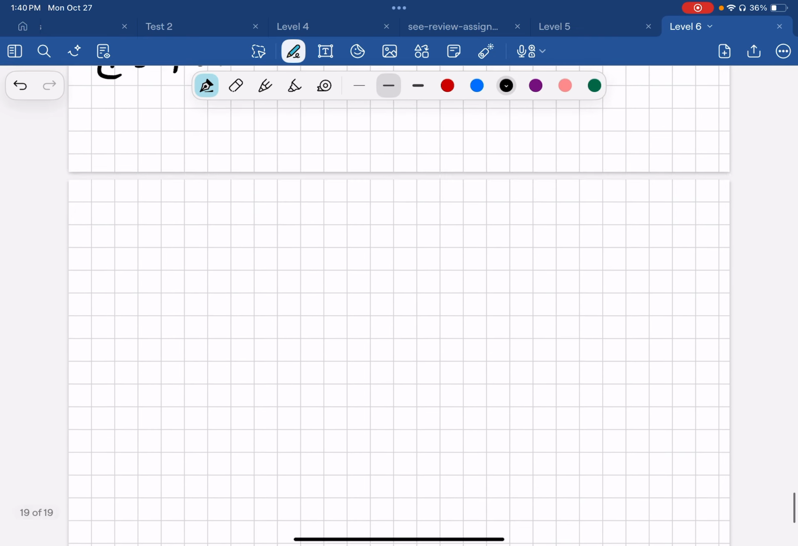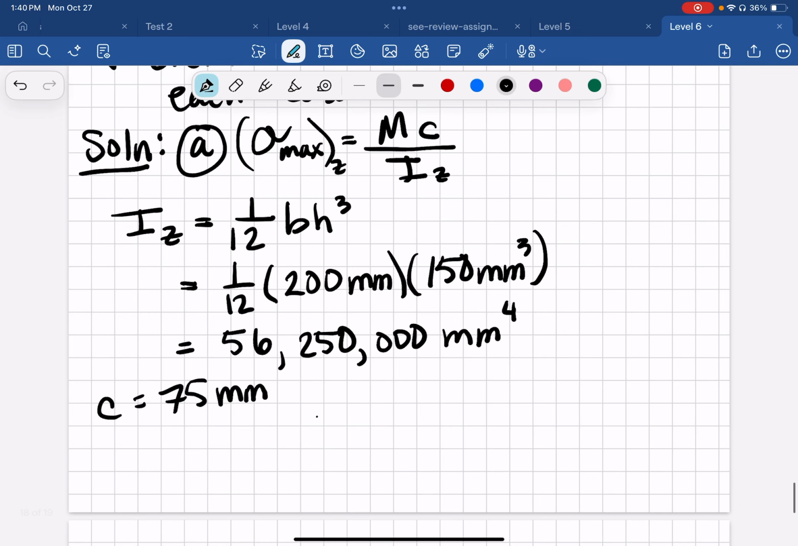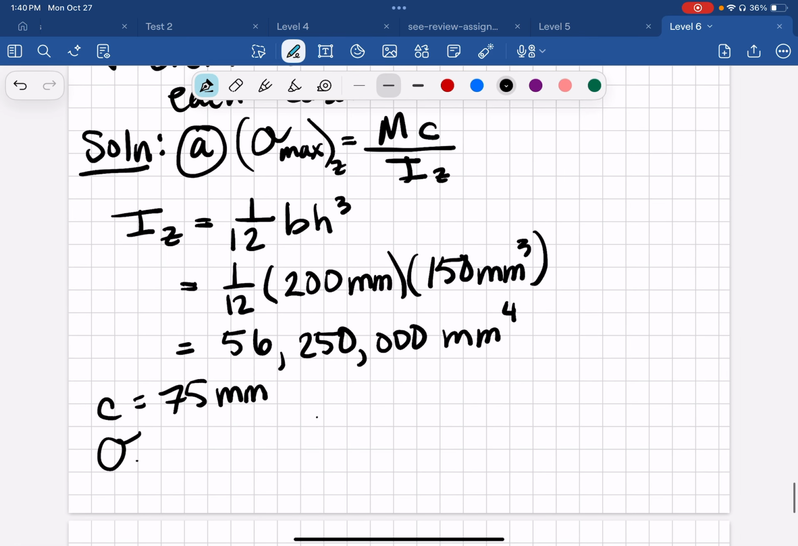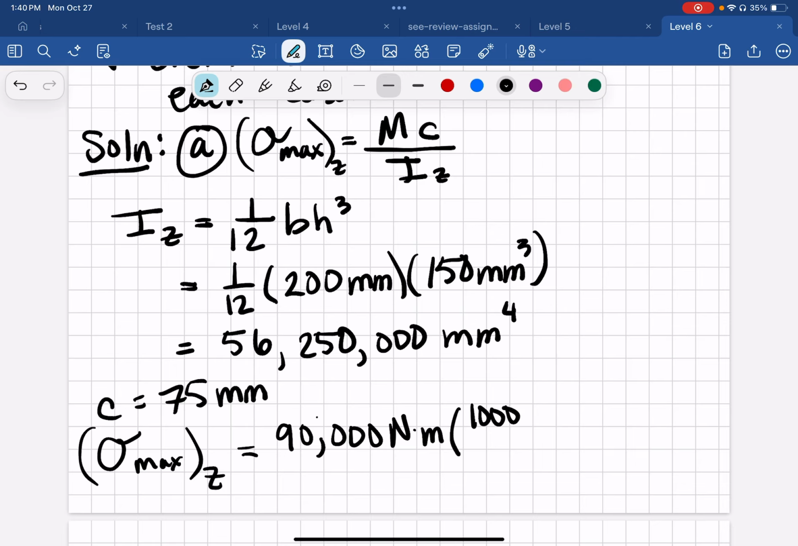And so now we can find that maximum stress with that formula we already wrote down. It equals M. And M was given as 90 kilonewton meters. So I'm going to write 90,000 Newton meters. And then we're going to change that to millimeters, so 1,000 millimeters per meter. Meters cancel out. Then times c, which is 75 millimeters.